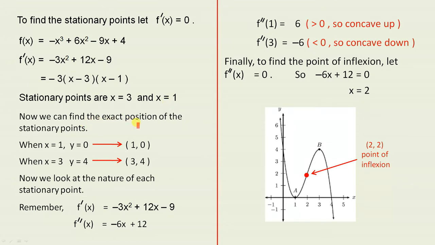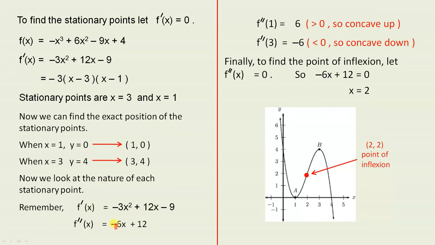Now we can find the exact position of the stationary points. So if we substitute x equals 1 into the original equation, we get y equals 0. So (1, 0) is a stationary point. When x equals 3 into the original equation, we get y equals 4. So (3, 4) is another stationary point. Now we look at the nature of each stationary point. That is, what is happening at each of those stationary points.